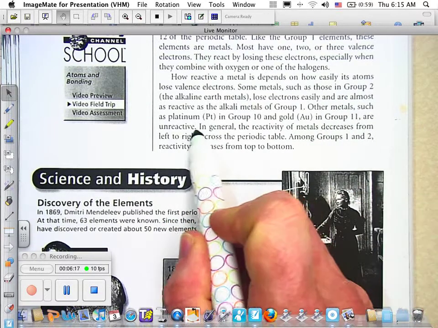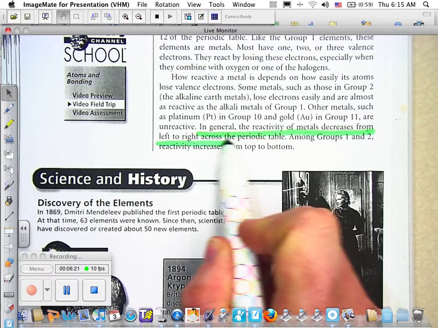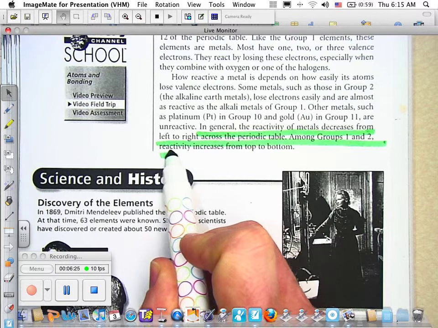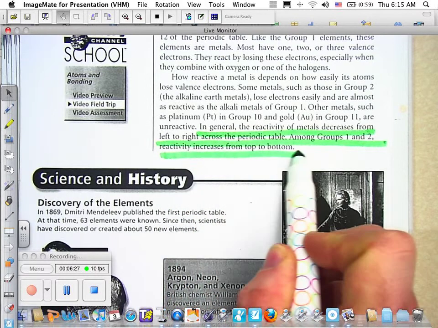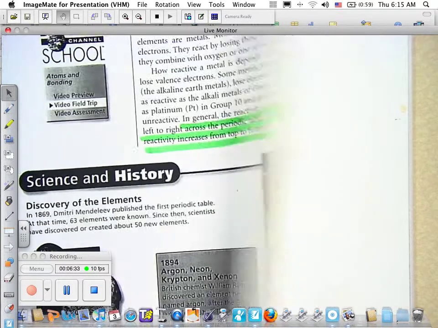In general, the reactivity of metals decreases from left to right across the periodic table. Among groups 1 and 2, reactivity increases from top to bottom. That sounds like a great quiz question. You might want to put that in your notes. All right, let's keep the reading alive.